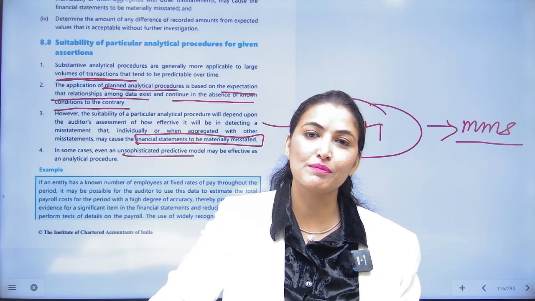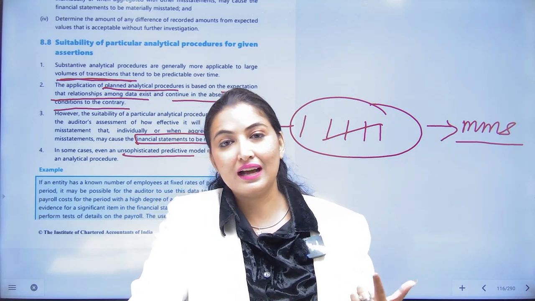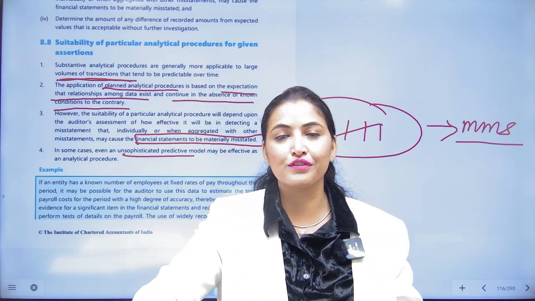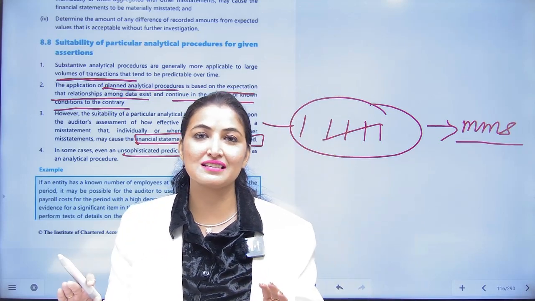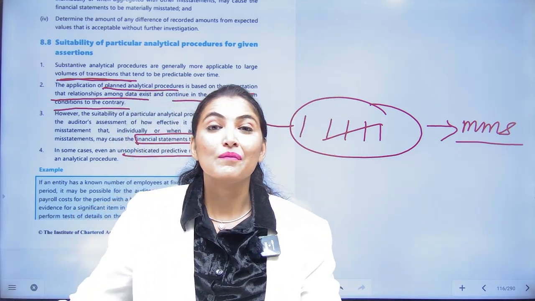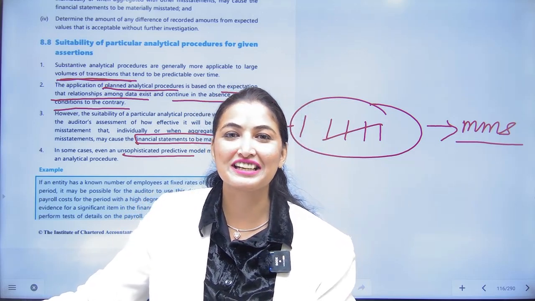When you check the suitability, if it is for a good volume of data, great enough. You have to see what is your plan, what is your expected, and what is the real analytical procedure that you're using and what is the difference there. What is the next thing that you have to check? You have to see what is the material misstatement individually and in aggregate. What are the material misstatements there?